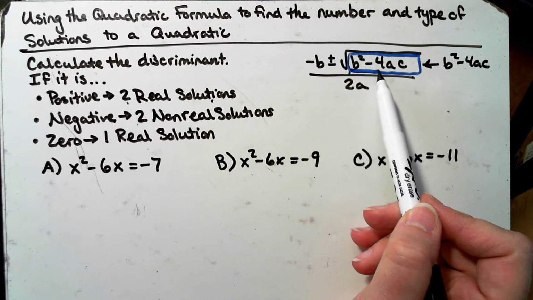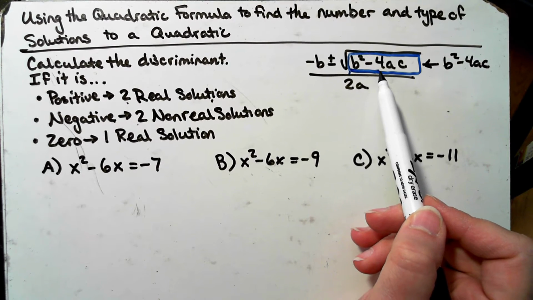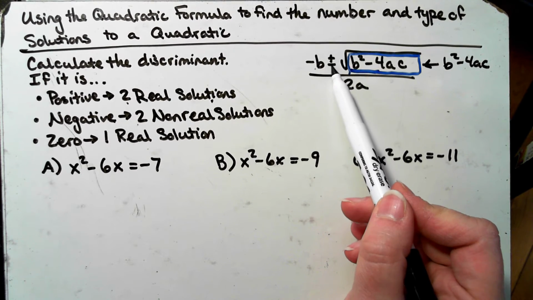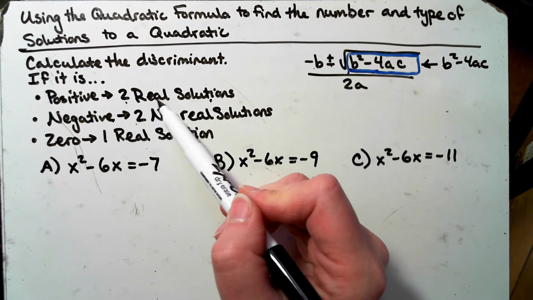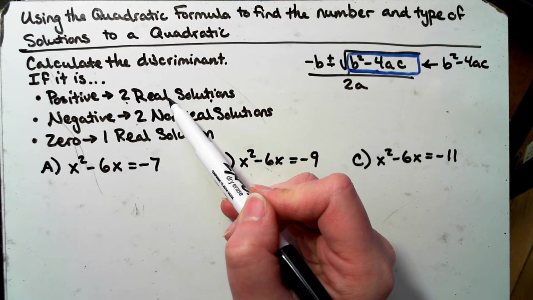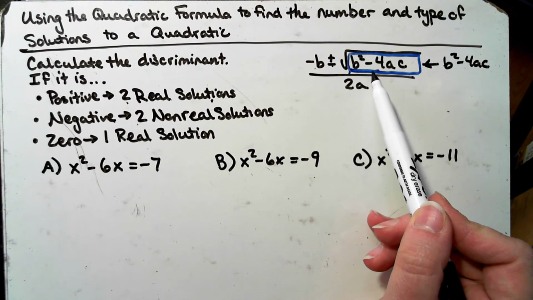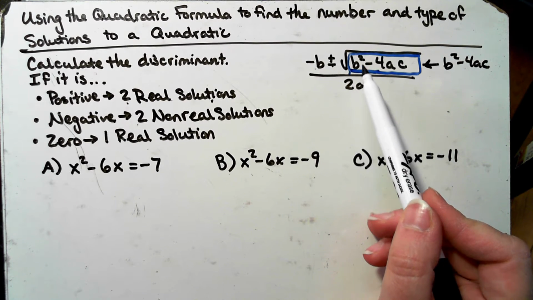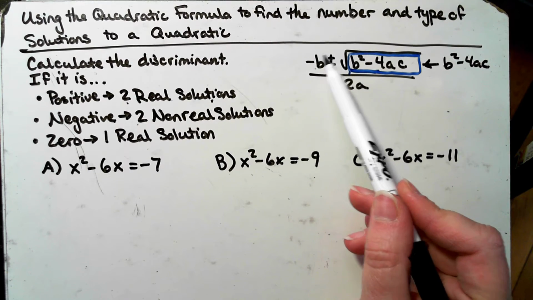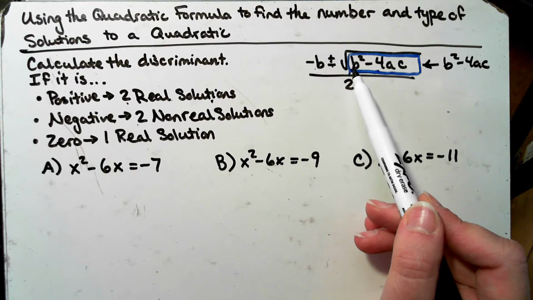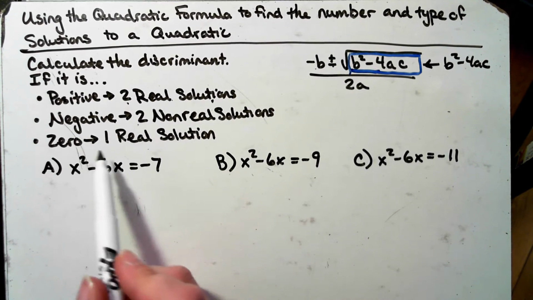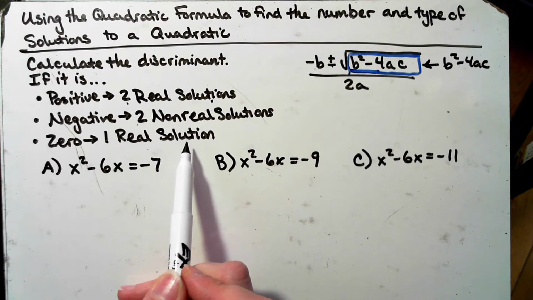If it turns into a positive number like 16, you'll have a number plus or minus the square root of 16, which you can actually calculate. So you're going to have two real solutions. And if this is 0, then you're going to have a number plus or minus 0. And when you add 0, you get the same thing as when you subtract 0. So it's only going to produce one real solution.